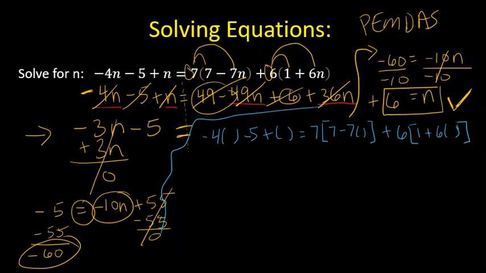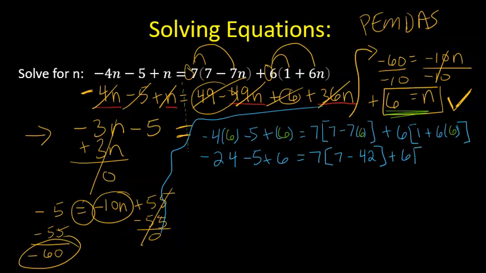Cool. 6 goes in here. 6 goes in here. It goes in here and in here. And I got the 6 from my answer up here. Let's see. Negative 24 minus 5 plus 6 equals 7. I'm going to get my calculator out because I don't think I'm able to handle it anymore. That's 36, right?